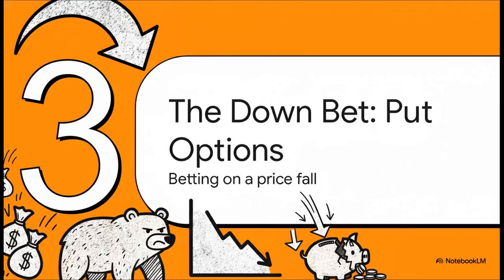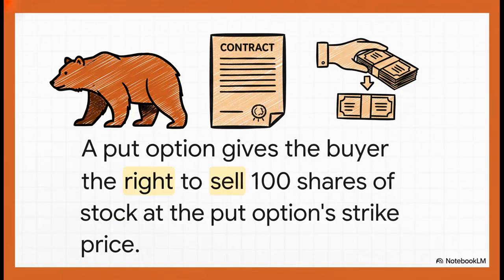Okay, so we've covered what to do when you think a stock is going up. Now let's flip the coin and look at the other side, the down bet, or put options. This is how you can actually profit if you are bearish and you think a stock's price is about to take a nosedive. A put option is literally the direct opposite of a call. It gives you the right, but again, not the obligation, to sell 100 shares of a stock at that preset strike price anytime before it expires. You're basically making money as the stock price falls.